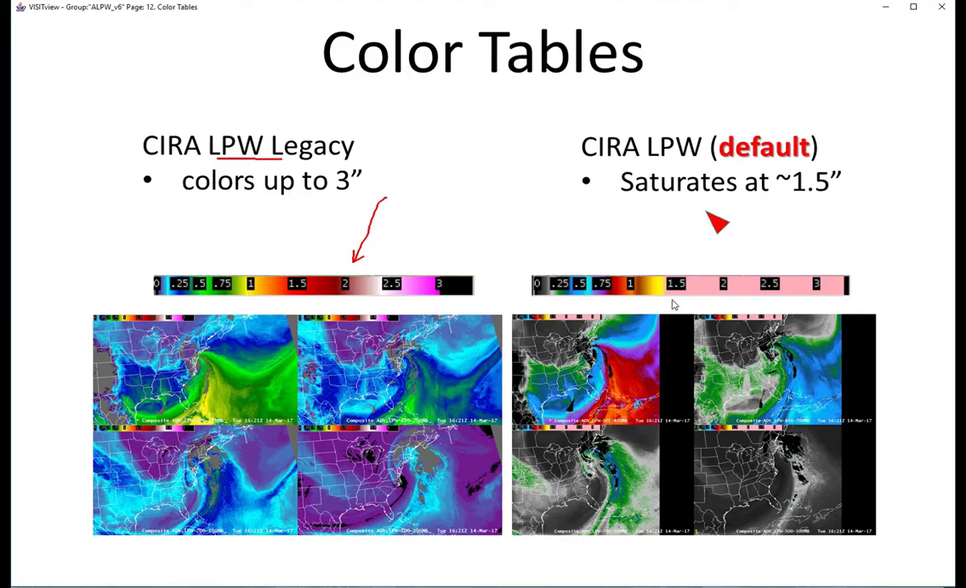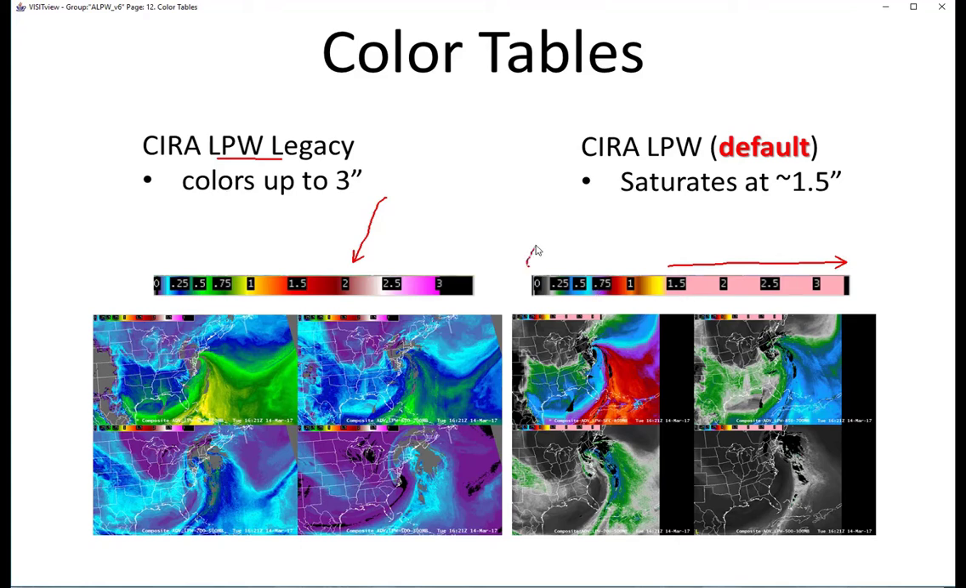One of the notes about this is it actually takes advantage of the fact that about the highest value you'll see in this is around 1.5 inches, and anything over that you just won't see observed. So what this new color table does is take advantage of that. Anything at about 1.5 inches and greater is just saturated in this pink color.